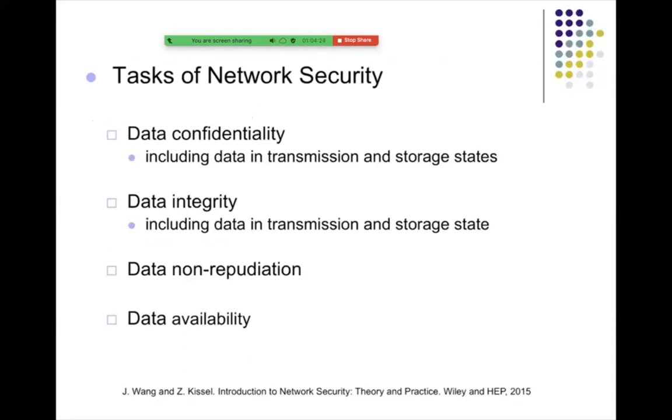The missions or tasks of network security are the following things that we need to provide. The first one is data confidentiality, or privacy. So we also call it privacy. Of course, privacy includes data in the transmission state and in the storage state.